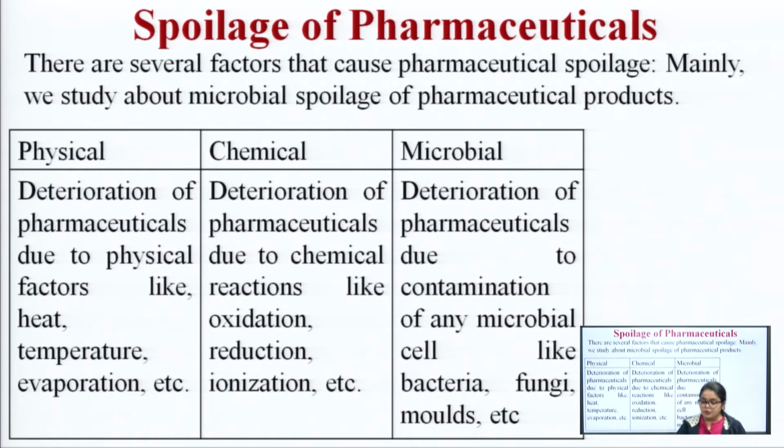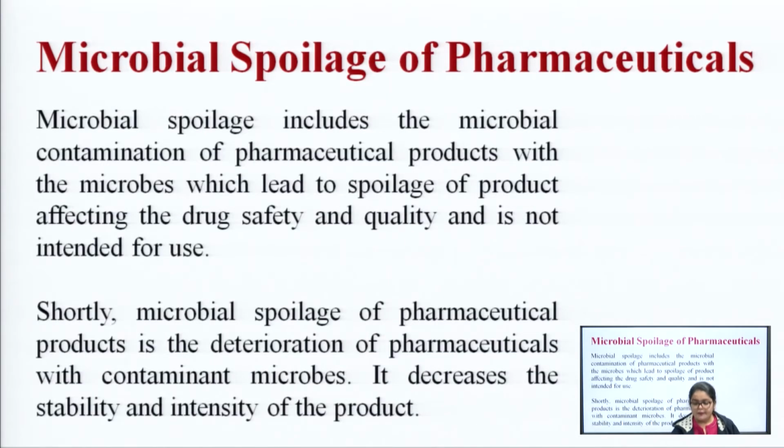Then the third one is microbial spoilage. Deterioration of the pharmaceuticals due to contamination by any microbial cell like bacteria, fungi or mold. Any microbe, if the spoilage is due to any microbe, then we call it microbial spoilage. Then what exactly is microbial spoilage? It is the microbial contamination of pharmaceutical products with microbes, which leads to spoilage of the product.